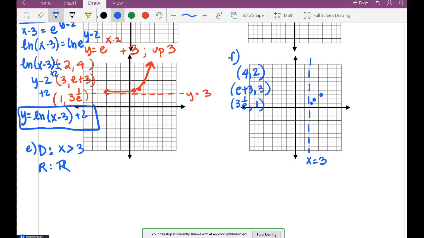Which way should I be curving this? Opening upwards or downwards? Does it go like this? Yes. Okay. The curvature of this is important, so make sure you curve it the correct way. Okay. That is an egg roll.